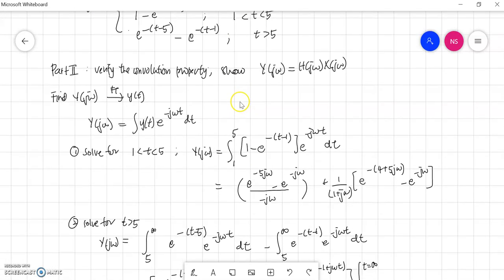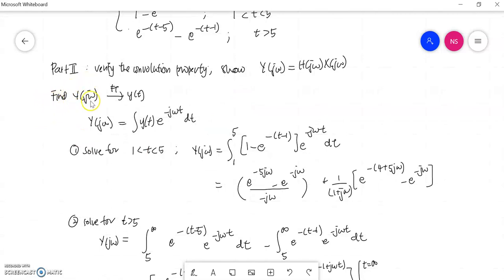So find Y(jω), which is the Fourier transform of y(t). Looking at your textbook, what is the Fourier transform formula? It is y(t) multiplied by e^(-jωt), and then you integrate from minus infinity to positive infinity.